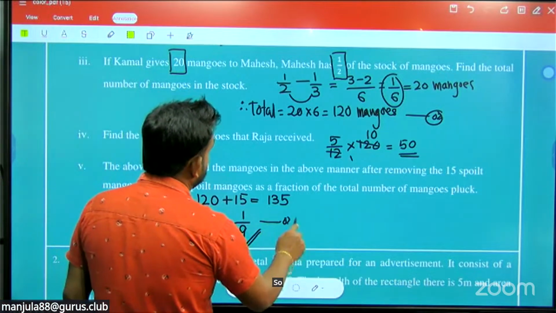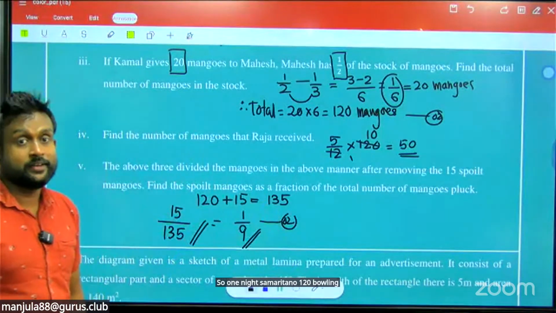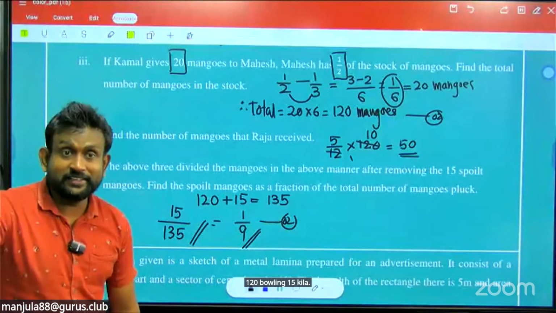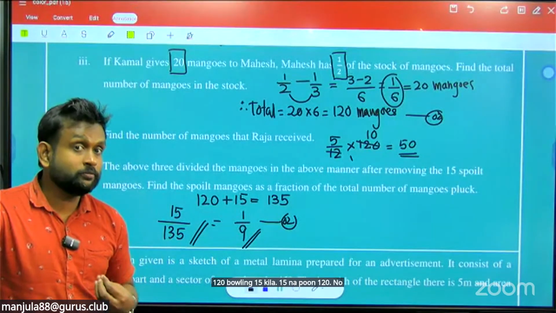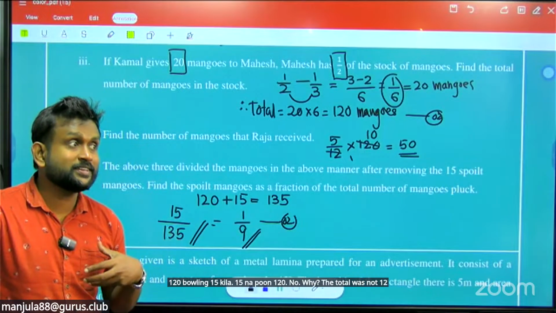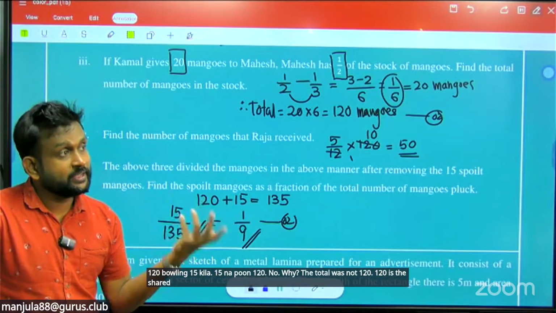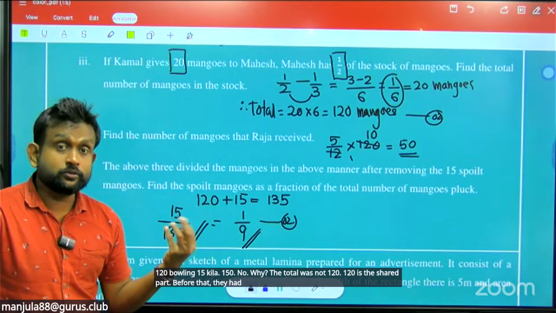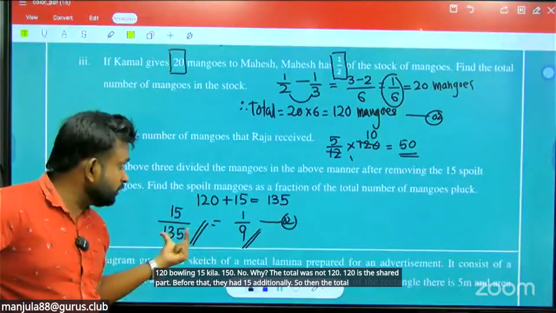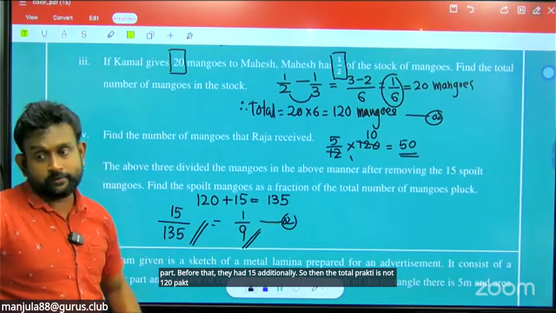Someone asked, can we put 15 out of 120, 15 upon 120? No. Why? The total was not 120. 120 is the shared part. Before that, they had 15 additionally. So then the total plucked is not 120, plucked is 135.